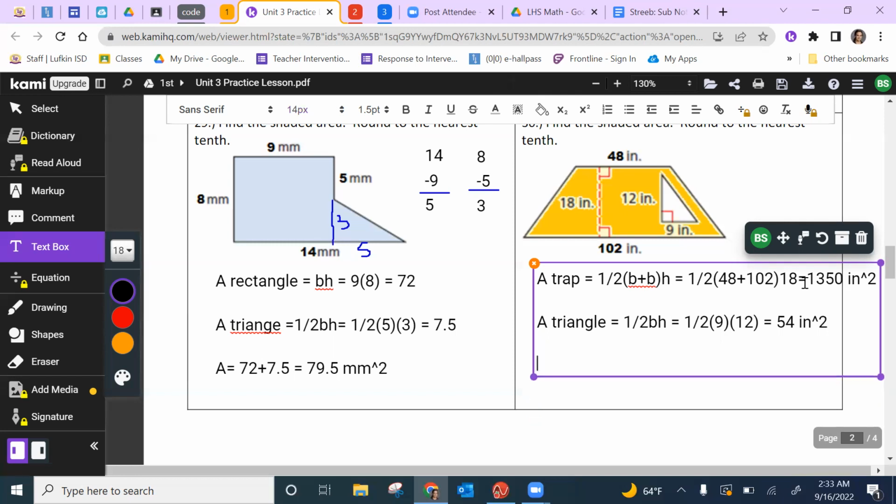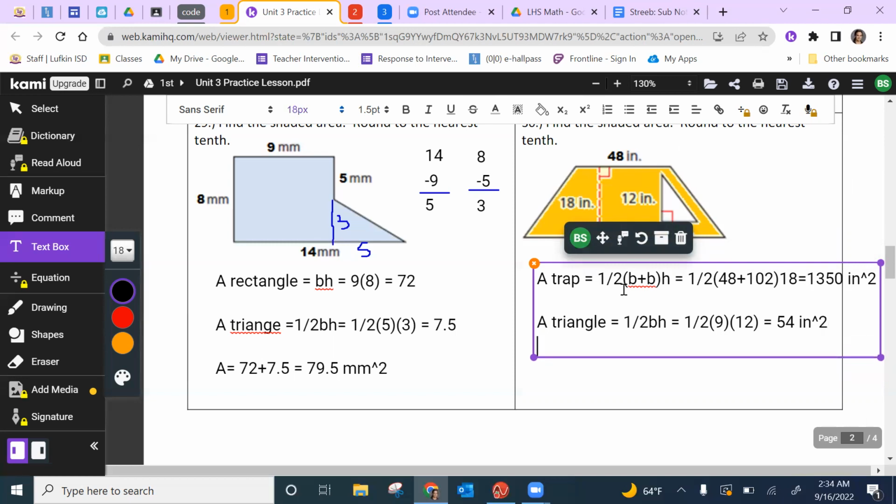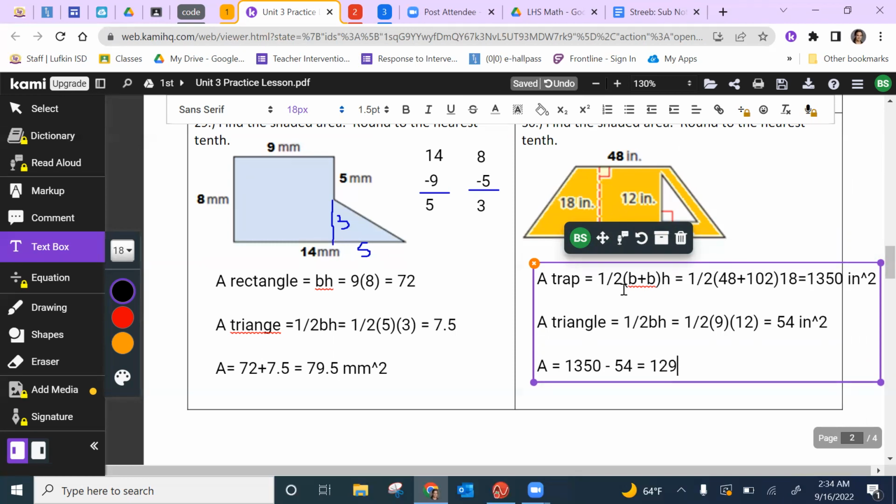Now to find our area that is shaded. This triangle is not attached elsewhere to this trapezoid to add on to it. It is taken out of this trapezoid. It is not shaded. So we're going to subtract 1,350 minus 54. That gets us 1,296 inches squared.